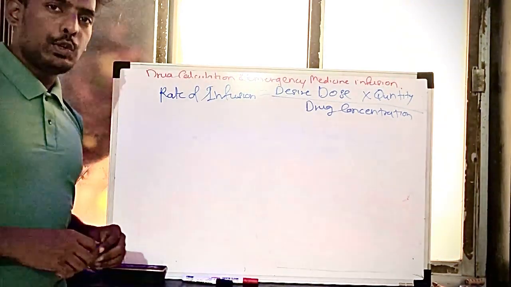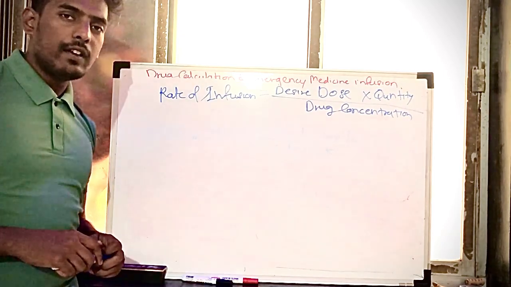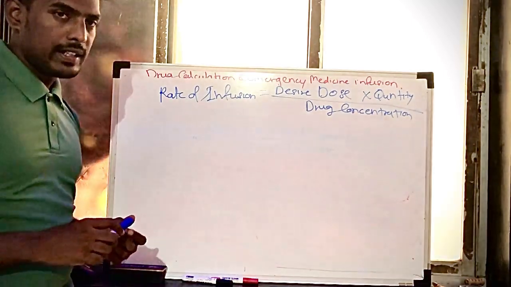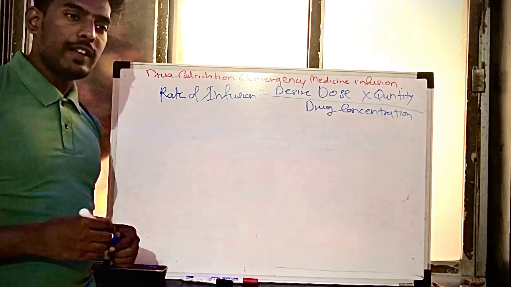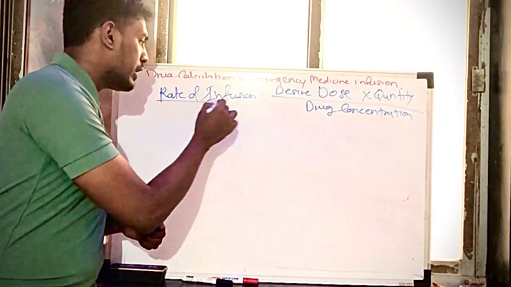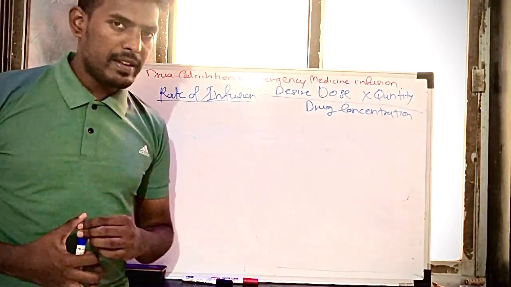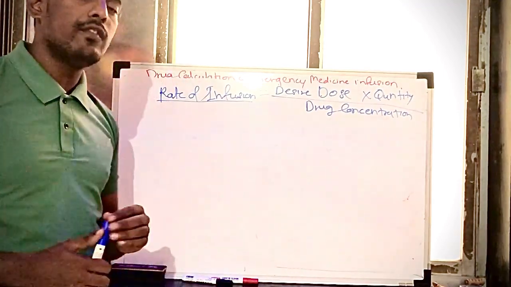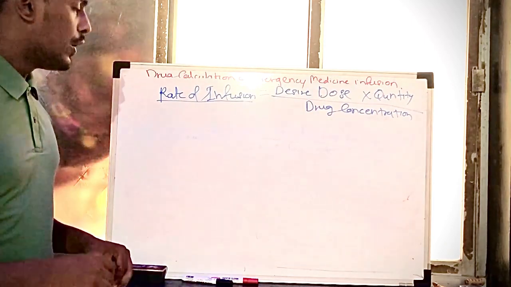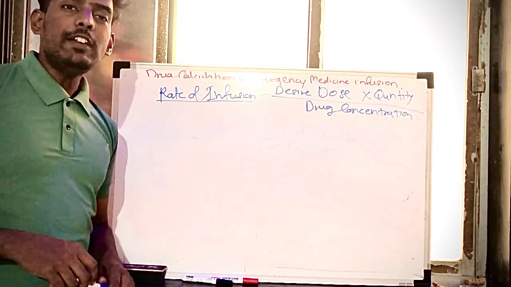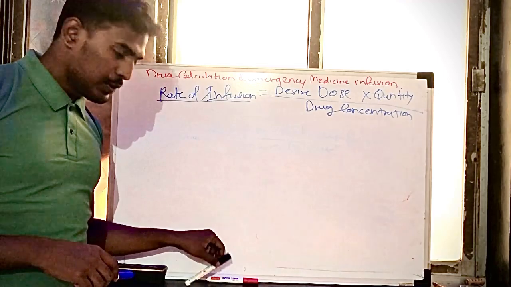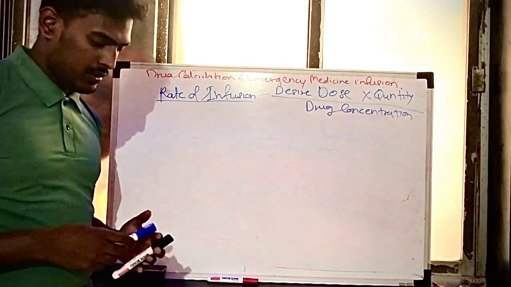So this is part 2. In part 1 we already completed the flow rate. Now in part 2, which is very important, we are going to discuss rate of infusion. If you are working in the ICU or the emergency department, this session will help you a lot. Okay, so tell me which medicines are commonly used to reduce blood pressure.